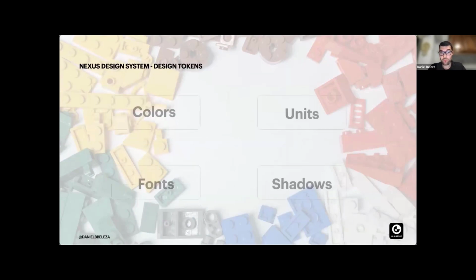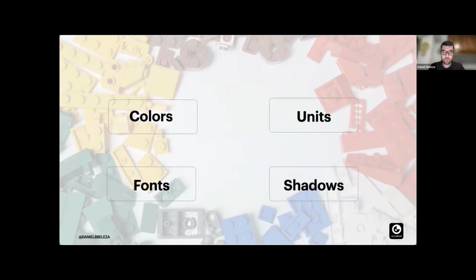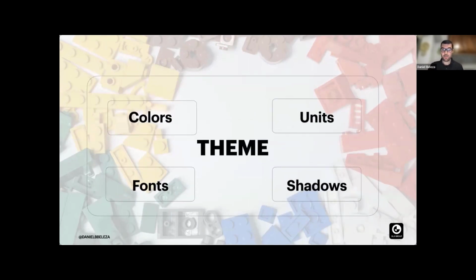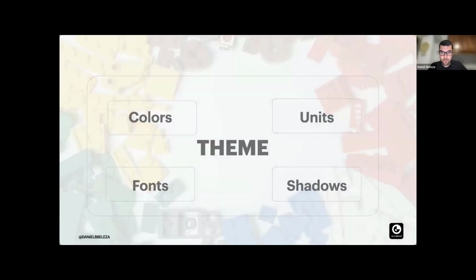We opted to go with four of these: the colors, the units, the fonts, and the shadows. This isn't finished. This can change in the future, but this is our first iteration, and we felt really secure going with these four. Of course, these are the foundations of our system, and the most important piece in it. And what we need is a theme that we can inject in each app and automatically apply to all the UI in the app.